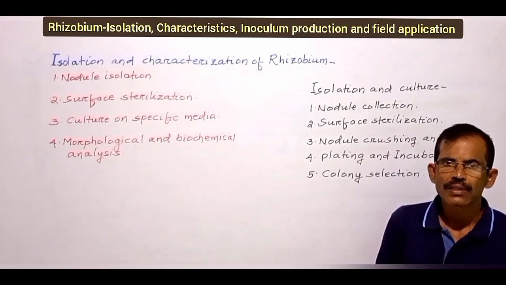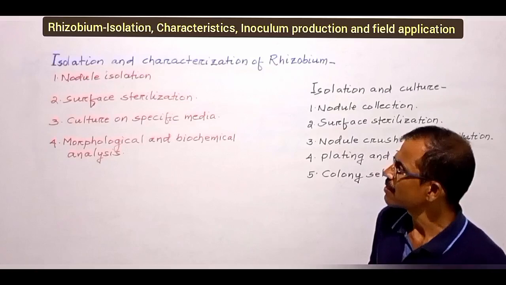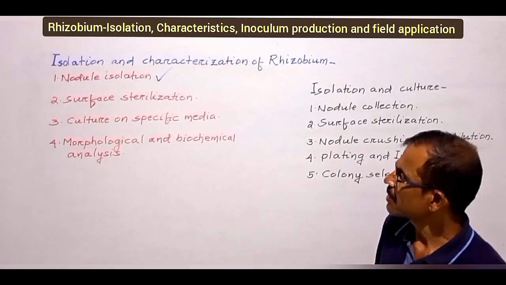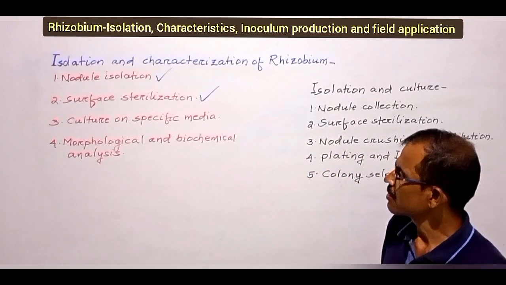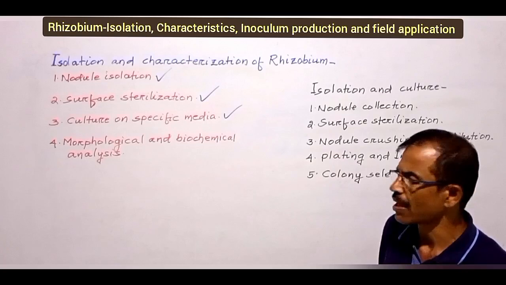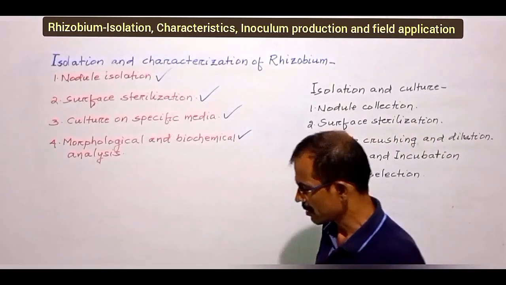Isolation and characterization of Rhizobia involves several key steps. First step is nodule isolation. Second step, surface sterilization. Third step, culture on specific media. And fourth step is morphological and biochemical analysis.